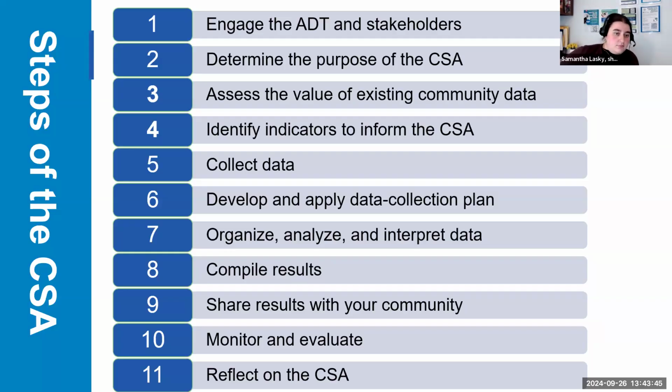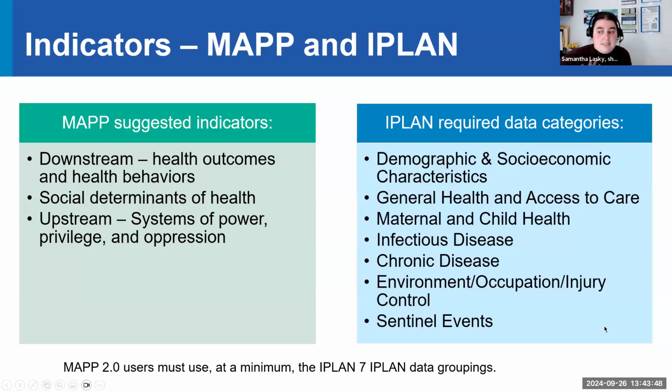I'm not going to do as much talking about the CSA myself because we're going to go a little bit into the context assessment, which might be newer to folks than the community status assessment. But we did want to note indicators for MAP. MAP suggests specific indicators, as you can see here on the left. They suggest downstream indicators such as health outcomes, health behaviors, and social determinants of health. And as a reminder, the IDPH Illinois State Health Improvement Plan has social and structural determinants of health as a cross-cutting issue, and upstream indicators such as systems of power, privilege, and oppression.